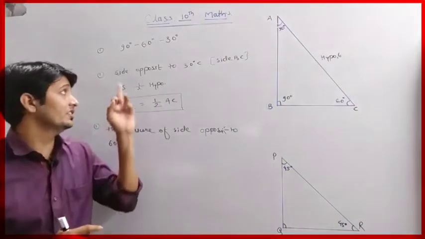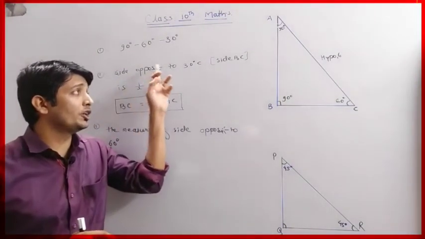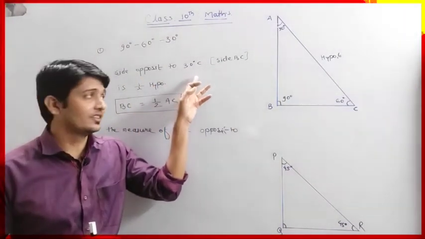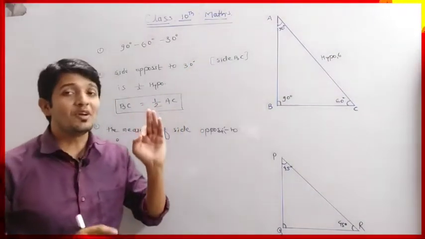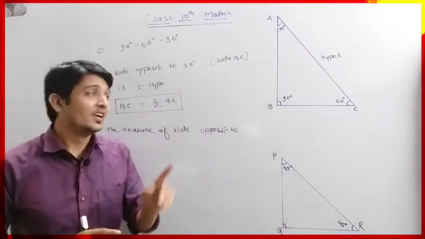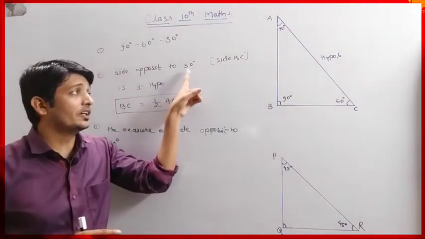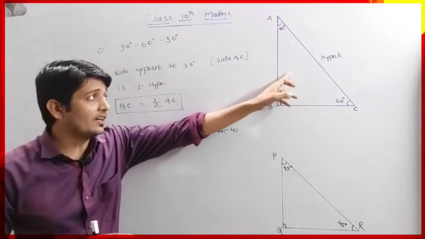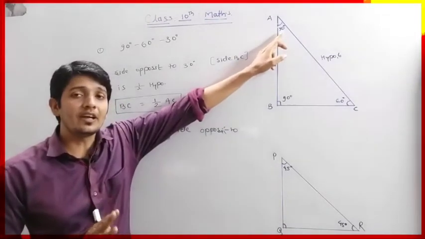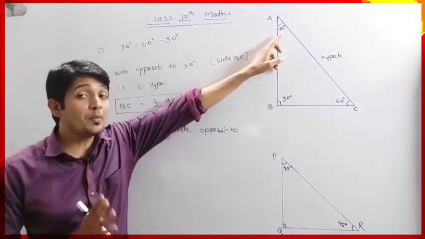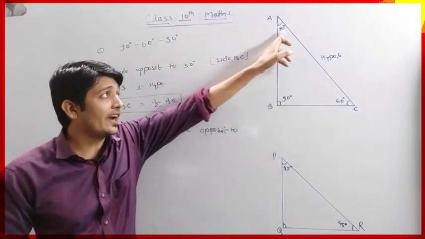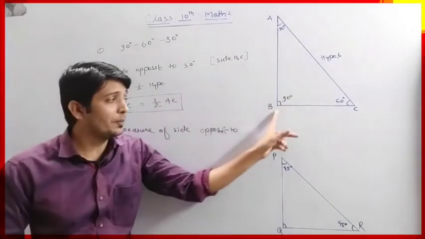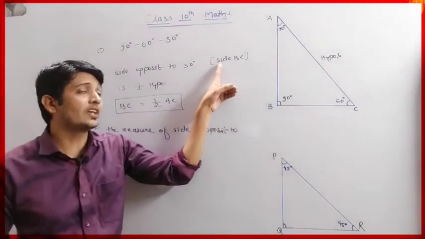The first condition says the side opposite to 30 degrees Celsius. Oh, sorry, it is not Celsius, it is 30 degree. We are not measuring the temperature. So the side opposite to 30 degree. For this triangle, this is the 30 degree angle, which is the acute angle, which has measure less than 90 degree. So the opposite side for this angle is BC. That's why we have written here side BC.